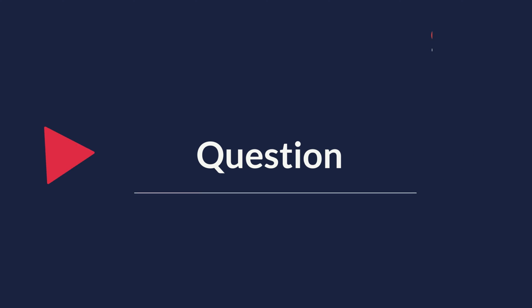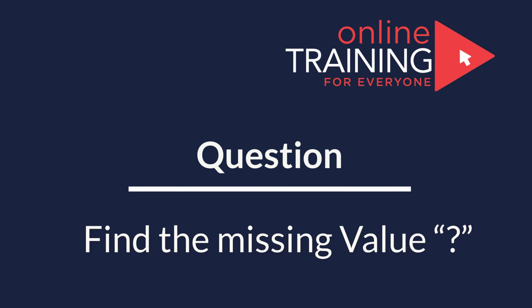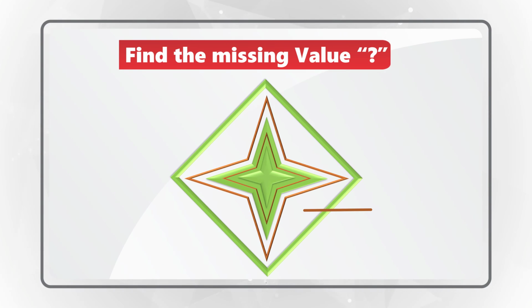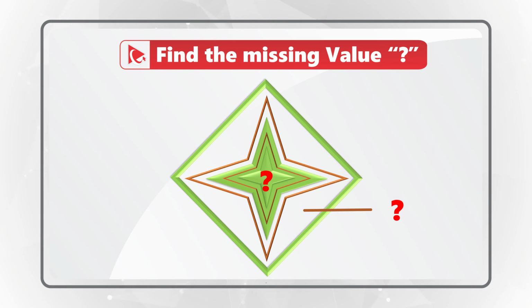Here's an amazing question where you need to find the missing values. Missing values are represented by the question mark and are located on the outside and inside the star. The star is hosted inside the diamond, and this combined figure has numbers around it.